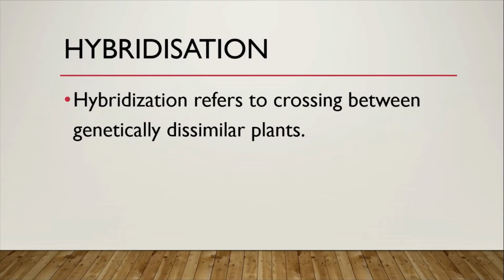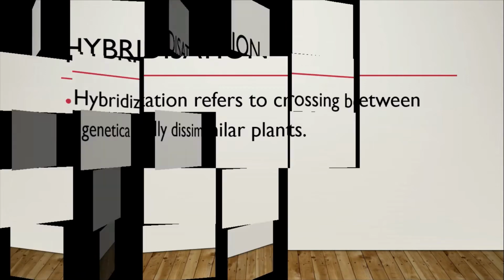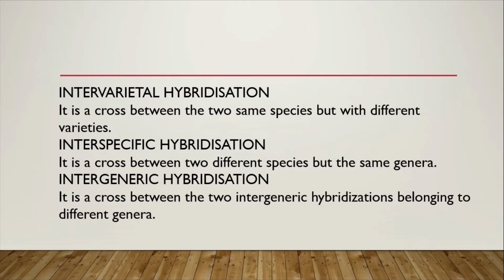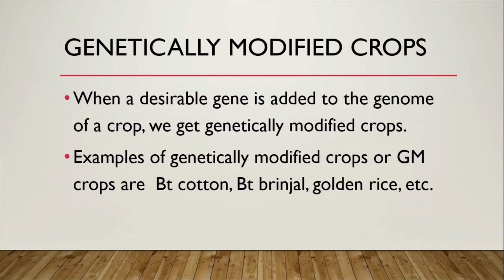Hybridization. Hybridization refers to crossing between genetically dissimilar plants. Intervarietal hybridization. It is a cross between two plants of the same species but with different varieties. Interspecific hybridization. It is a cross between two different species but the same genus. Intergeneric hybridization. It is a cross between two plants belonging to different genera.